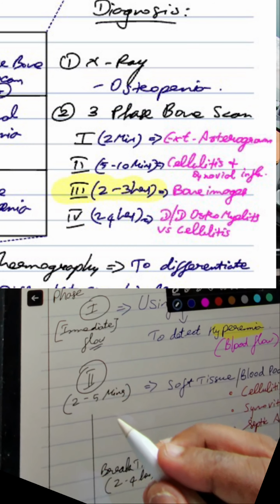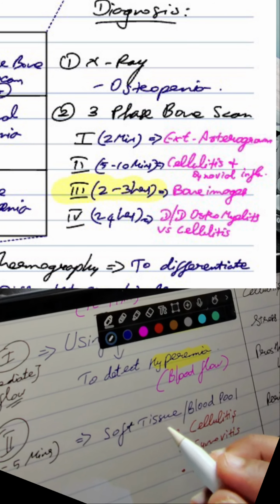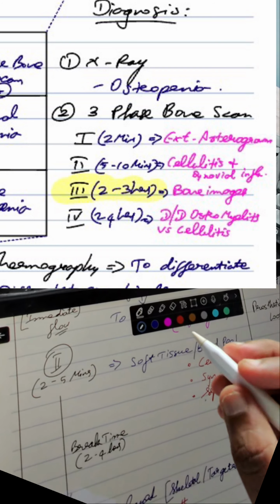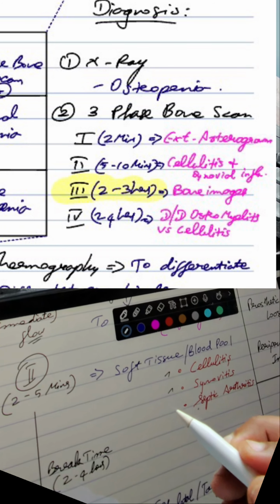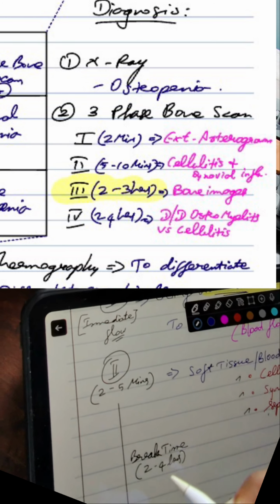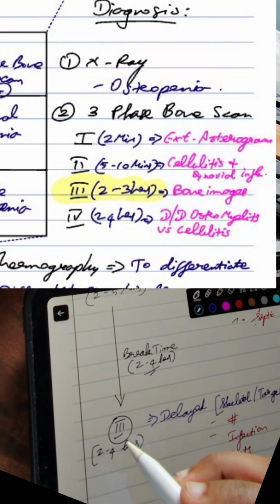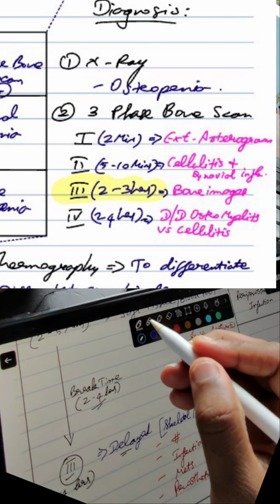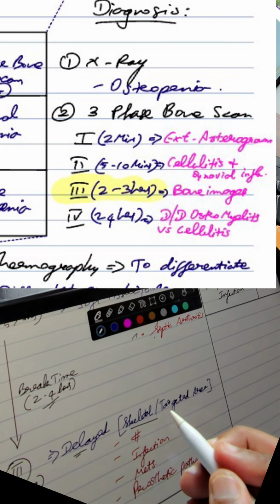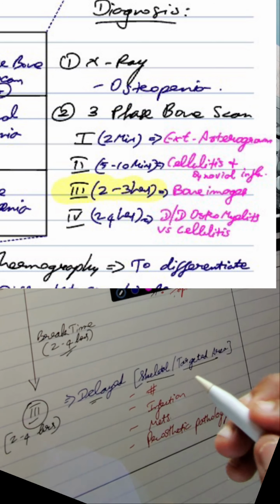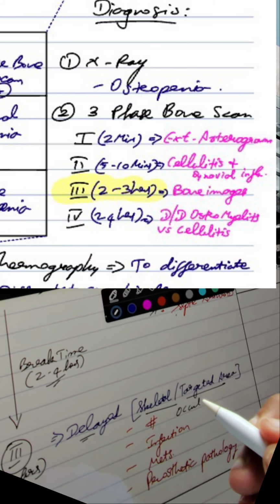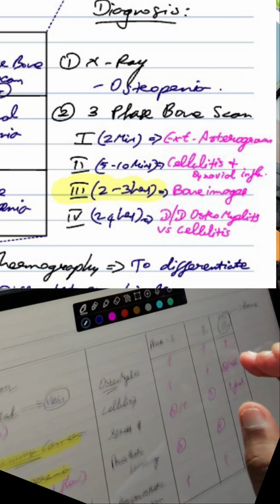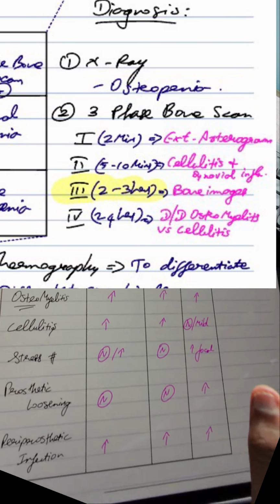Phase 2 is done 2 to 5 minutes later, to identify soft tissue and to check for blood pooling. It's used in the diagnosis of cellulitis, synovitis and septic arthritis. After a break of 2 to 4 hours, the third phase is done, which is the delayed phase, targeting the skeletal area to look for fractures, occult infection, metastasis and periprosthetic pathology. So you can keep a note of this.